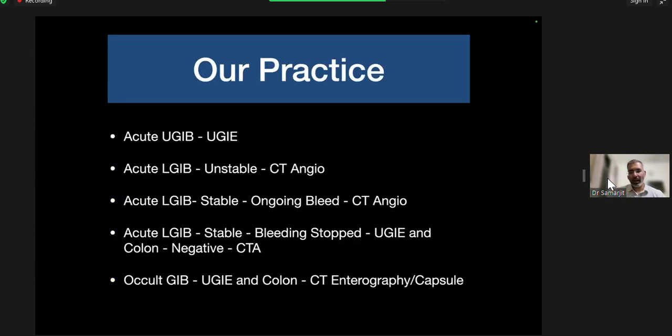What is our practice? Acute upper GI bleed is upper GI endoscopy. Acute lower GI bleed, unstable: CT angio. Acute lower GI bleed, stable, bleed ongoing: we do CT angio. Stable, bleeding stopped: generally we do an endoscopy, then CT angio if required. Occult GI bleed: upper GI endoscopy and colonoscopy, and CT enterography and capsule. We are doing this more or less in a complementary fashion.